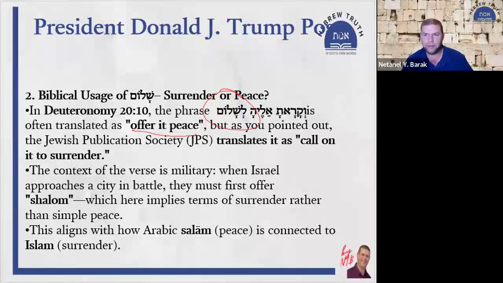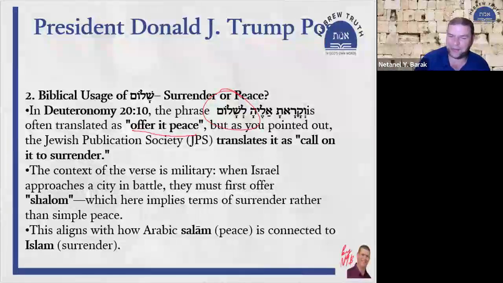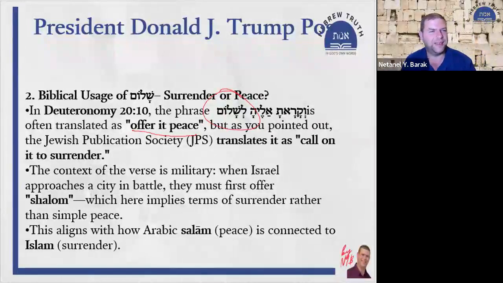How do I know that? Not just because it's war. You can have war and peace, right? It's a big book, if you're going to read the whole book. Milchama v'shalom, war and peace. Voyna i mir, I would guess that's the Russian words for war and peace.